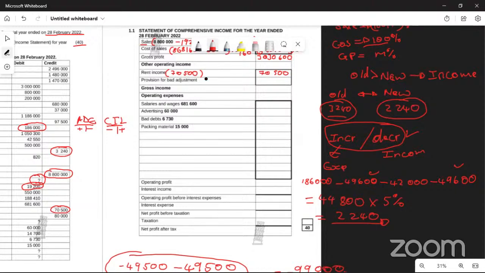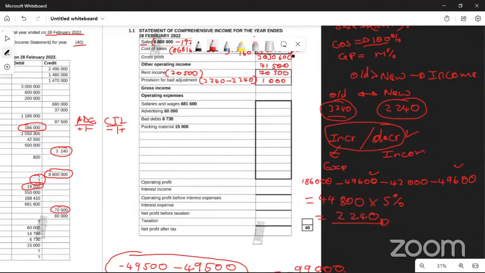So we are going to take the old provision for bad debt, which was 3,240. Then we subtract the new provision for bad debt, which was 2,240. Then you punch your calculator and give me the difference. The difference will be 1,000 rands. Then you add, because this is other operating income. You just add your 70,500 plus 1,000, which is going to give us 71,500 rands.